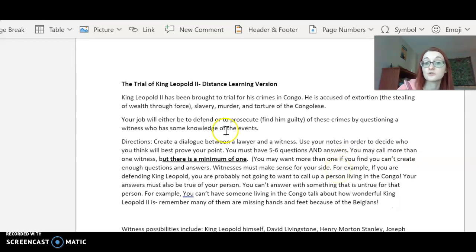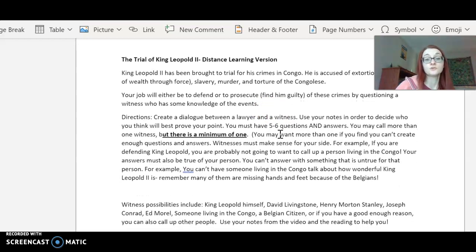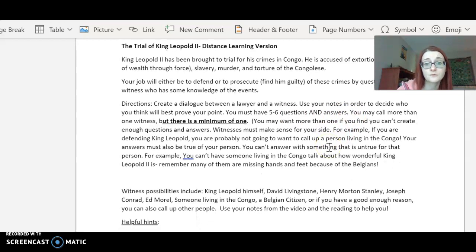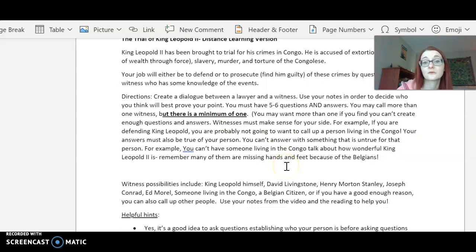Your job will either be to defend him, saying he's not guilty of these items, or to prosecute, meaning finding him guilty of these crimes by questioning a witness who has some knowledge of events. Okay. You're going to create the dialogue between a lawyer and a witness. So as the lawyer, you have to think, what point am I trying to prove? What will prove King Leopold's innocence? What will prove his guilt? Who do I want to talk to based on what I want to prove? You're going to use your notes in order to decide who you think will best prove your point.